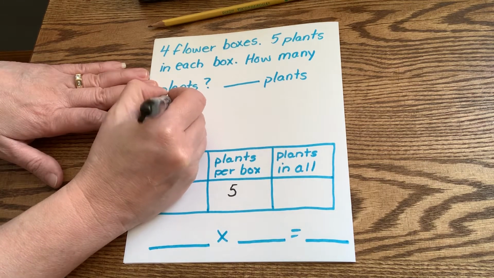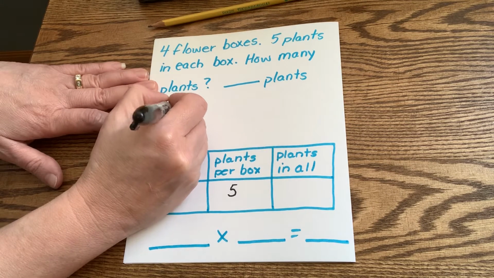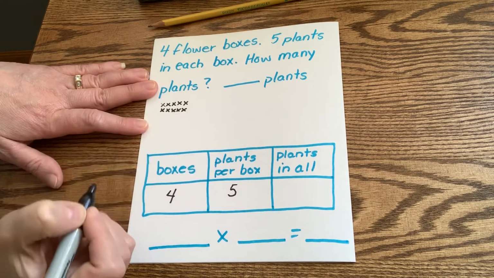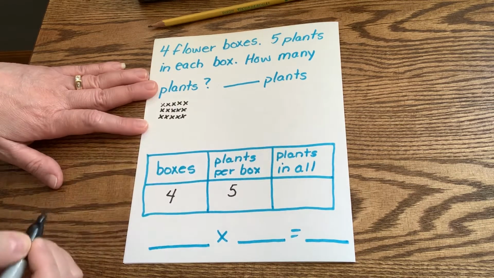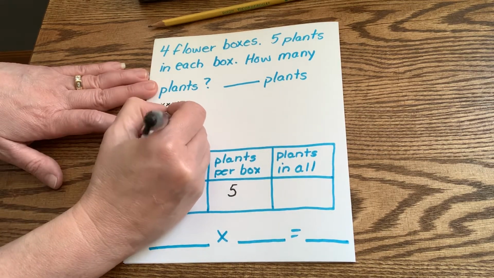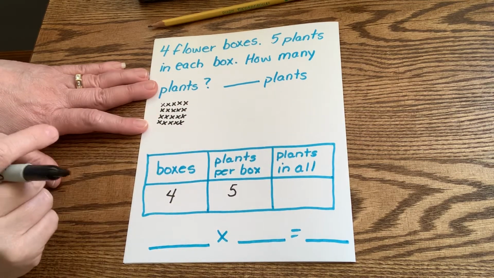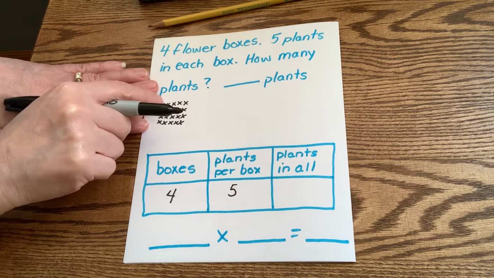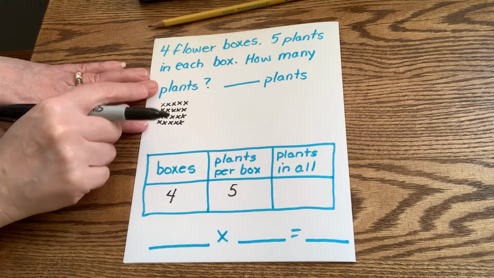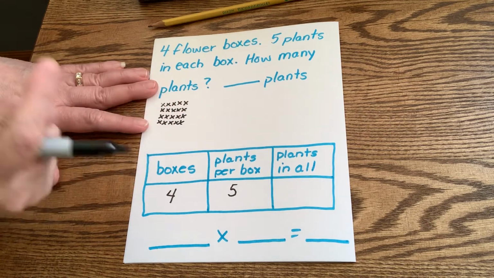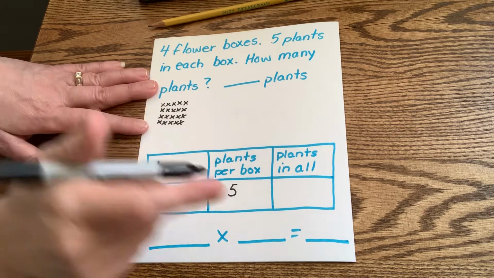So 1, 2, 3, 4, 5. I have 1 row. 1, 2, 3, 4, 5. I have 2 rows. 1, 2, 3, 4, 5. I have 3 rows, and 1, 2, 3, 4, 5. I have 4 rows with 5 in each row. So then I can either count them and just be careful with your counting until I get my total, or I can count by 5s because I know I have 5 in each row and I know I can count by 5s. So 5, 10, 15, 20.